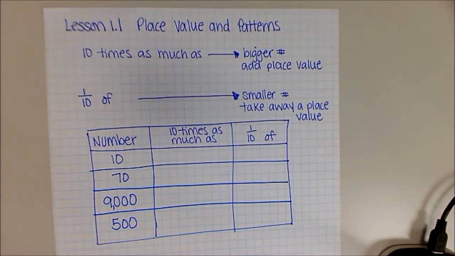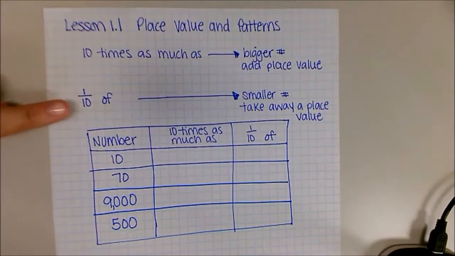All right, so in this chapter, our first lesson we talked about was place value and patterns. There were two phrases that we looked at that help us to know if we need to increase in place values or decrease in place values. The first phrase we looked at was 10 times as much as. When we see this phrase, that's telling us that we are trying to figure out a bigger number, that we need to add a place value to the original number that we started with.